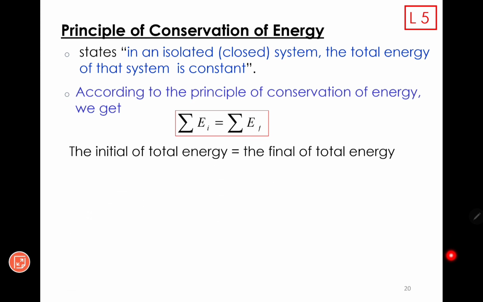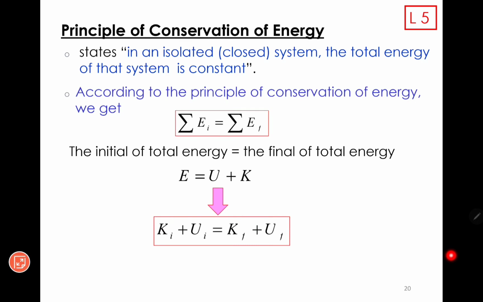So the initial total energy equals the final total energy. As we know, the energy is U and K. U stands for potential energy and K is the kinetic energy. So initially, what do we have? K initial and U initial. And finally, what do we have? K final and U final. Based on this principle, total E initial equals total E final.